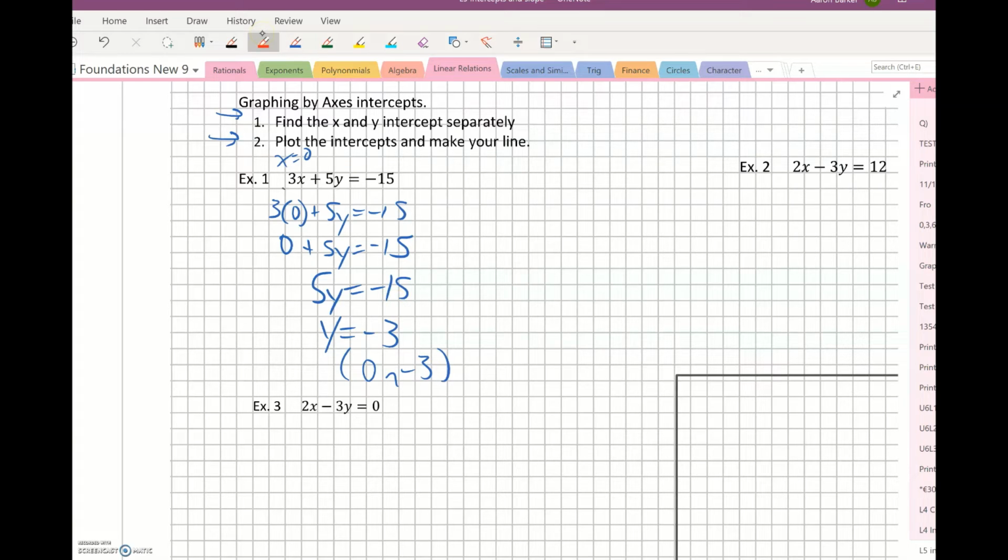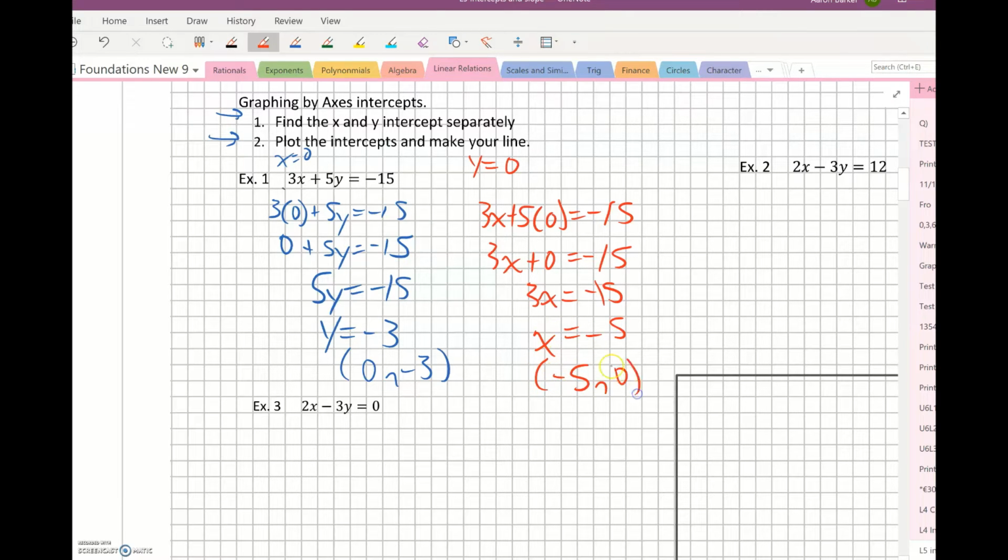We're going to do it for our other intercept as well. Now we're going to say y equals 0. We get 3x plus 5 times 0 equals negative 15. So 3x plus 0 equals negative 15, 3x equals negative 15. Divide by 3, x equals negative 5. So we get (negative 5, 0).